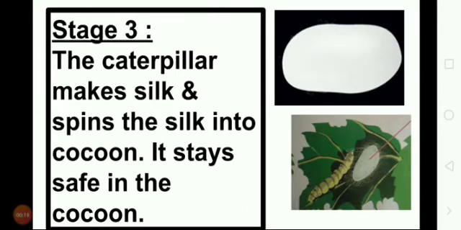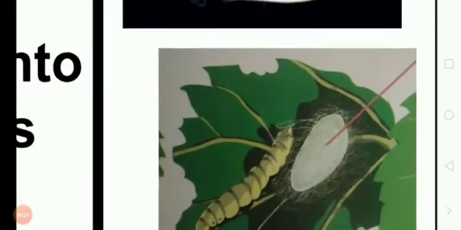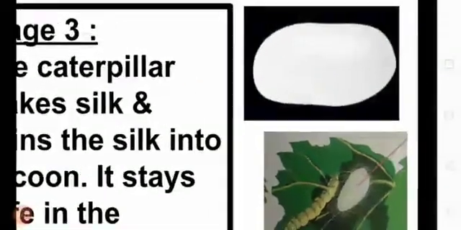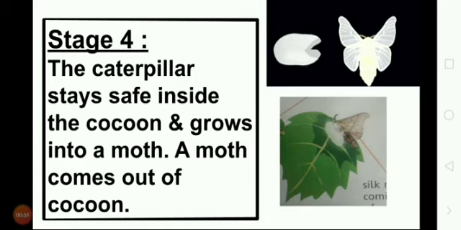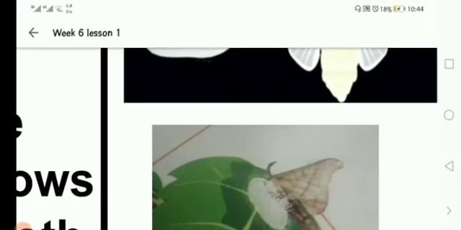In the previous stage, we got to know that the caterpillar spins the silk into a cocoon, and at the end we got a coated white-colored thing. In the next step, this stage is basically where the caterpillar stays safe inside the cocoon, and later on, after 3 or 5 days, it comes out in the form of a moth.